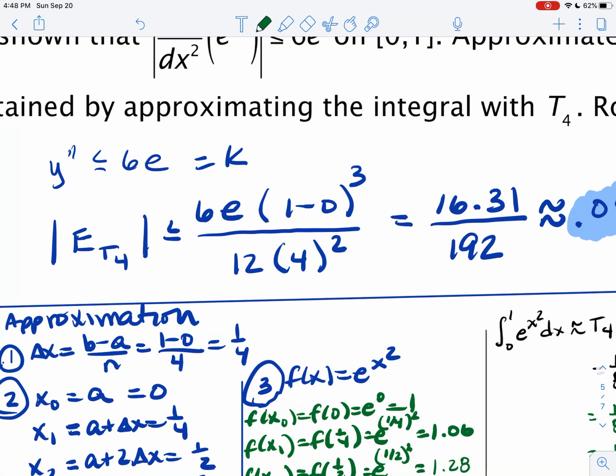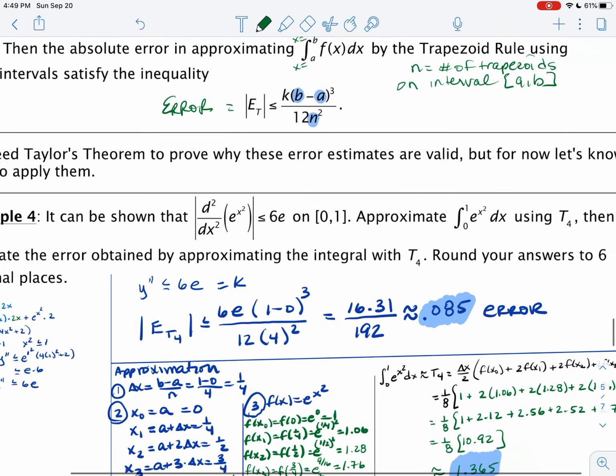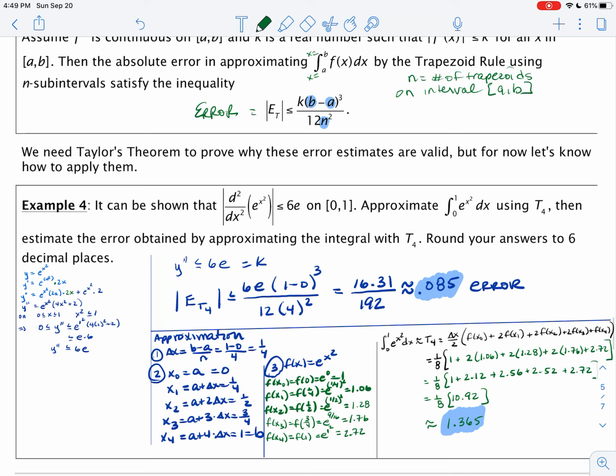And that e is 2.718, etc., and you can calculate that on a calculator. So now that I've found my upper bound k, I'm just going to plug in the values that I have for my error formula, and I see that the magnitude of my error of T4 is going to be less than or equal to 6 times e times (1 minus 0) cubed over 12 times 4 squared, because n here was equal to 4. I then make that calculation. That's 6 times 2.718, and I get 16.31 in the numerator, and 12 times 16 is 192. And so my error is going to be off by no more than 0.085, so that's even less than 1.